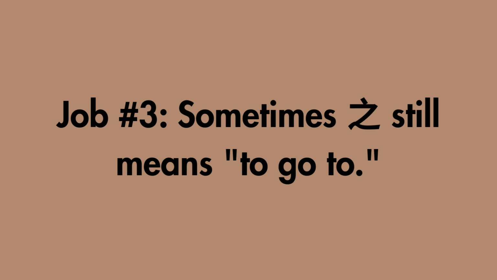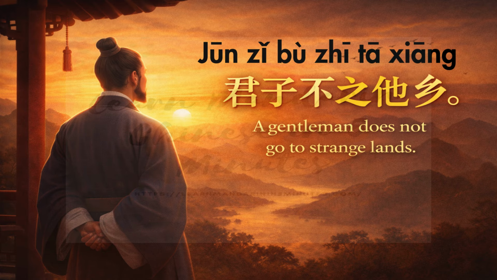Job number three. Sometimes 之 still means to go to. This is the ancient foot movement meaning. In modern Chinese, you won't hear it in everyday speech, but it survives in fixed classical phrases that advanced speakers recognize. Take this common idiom, 君子不之他乡. A gentleman does not go to strange lands. This isn't how you would say it in casual conversation. You would use 去, but as a quoted proverb or classical reference, 之 here is clearly a verb meaning go to.